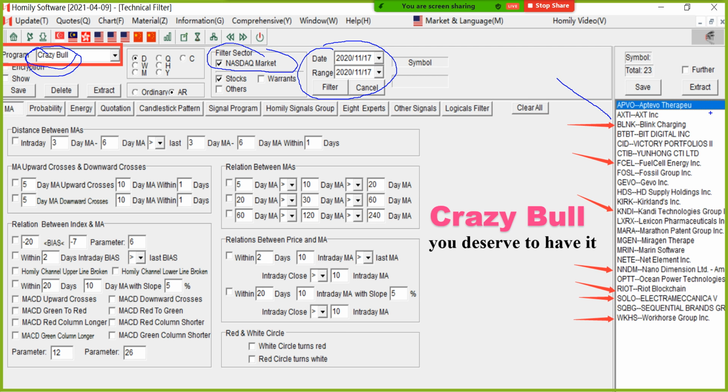Blink, EV concept, fuel cell, EV concept, EV concept. Can you see this? GEVO, not today, it is 17th November. Then you see what happened? NNDM, this one is Nano Dimension. Rare blockchain is Bitcoin. SOLO is the EV concept. Workhorse also EV. Workhorse also EV concept.